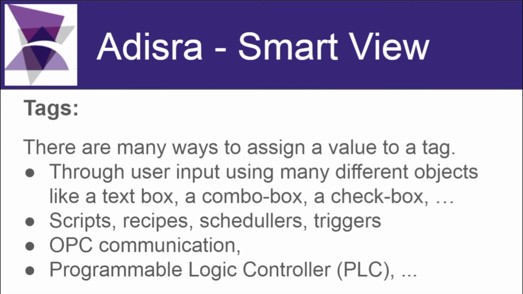There are many ways to assign a value to a tag through user input using many different objects like text box or combo box or checkbox. It could be assigned through a script, maybe a recipe. You can use schedulers, triggers, or you can use it on an OPC communication. Or you can be reading the value from a programmable logic controller, or maybe you're going to be using the tag simply to write this value to the PLC.